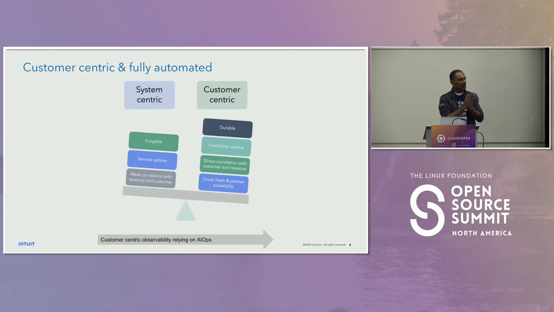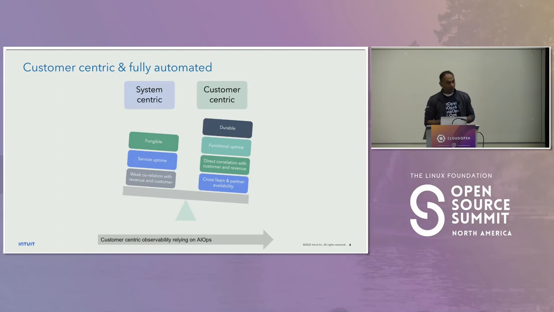So at Intuit, we're trying to move the needle more towards customer-centric observability, because what the customer is trying to accomplish on our platform is durable. They want to file taxes. They want to create an invoice. They want to be able to process a payment flow. This is durable, irrespective of the underlying technology. So we are moving the needle towards that. In addition to system uptime, we are looking at functional uptime. What does that mean? Is a user able to complete a functional task that they hired us for? We want to really know that the customer is succeeding in accomplishing the task that they're paying us for.